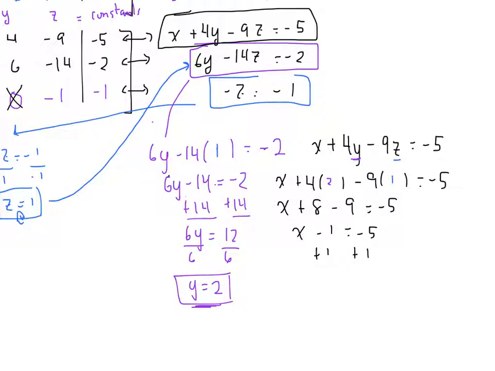And now the equation is not too bad. Add 1 to both sides. So x is equal to negative 4. And there you go. That is the answer that they were looking for. And you would check by plugging into the original equation.